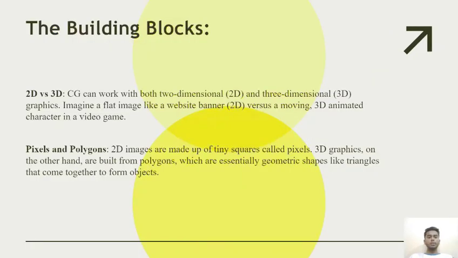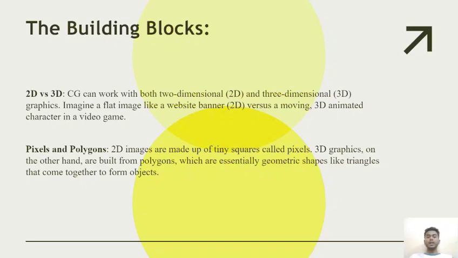So let us also know the building blocks of this. The first one is 2D versus 3D. Computer graphics can work with both dimensions, that is the second dimension and also the third dimension. Imagine a flat image like a website banner, which is 2D, versus a moving 3D animated character in a video game.